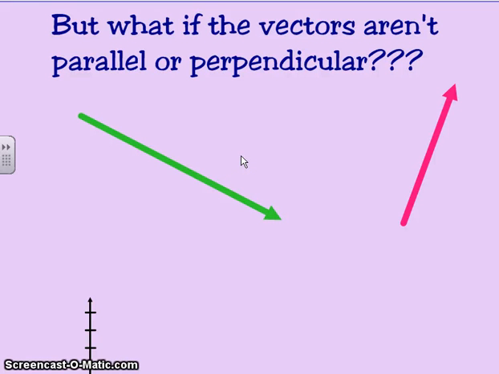We've already learned how to add vectors that are parallel or perpendicular to each other. But what if the vectors aren't parallel or perpendicular? Just like these two vectors that you see here, the green and the pink. These two vectors are definitely not parallel, and they're not perpendicular either. Let's take a look at what these vectors look like if we put them on an xy axis.